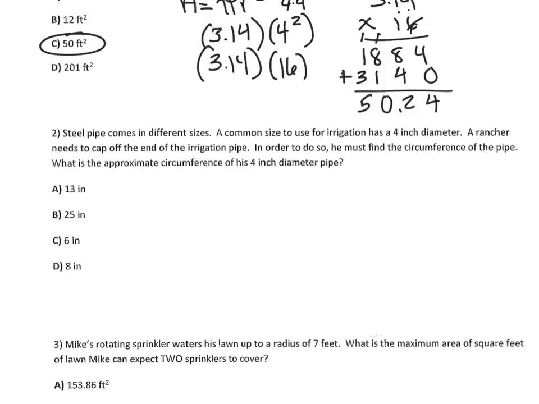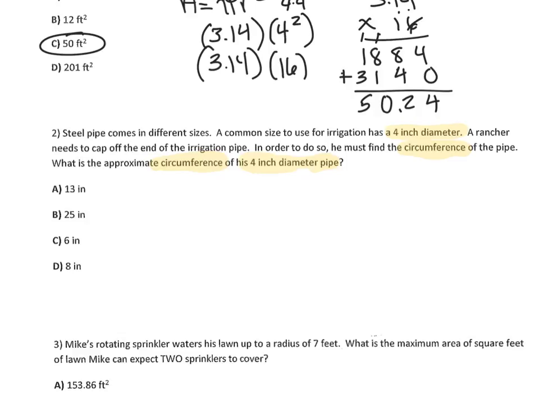Okay, number 2. Steel pipe comes in different sizes. A common size to use for irrigation has a 4-inch diameter. So already we see that word diameter. We know we're talking about circles. A rancher needs to cap off the end of the irrigation pipe. In order to do so, he must find the circumference of the pipe. What is the approximate circumference of his 4-inch diameter pipe?